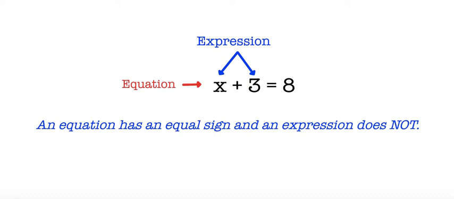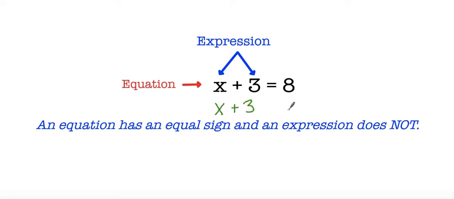Hello, mathematicians. Today we're going to learn about the different parts that make up an equation. But before we do so, we're going to talk about equations and expressions and how they're different. So an equation is this entire thing that we see here, x plus 3 is equal to 8, but an expression is only x plus 3.